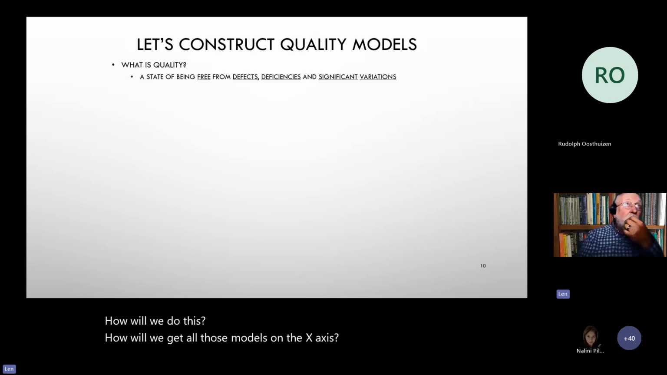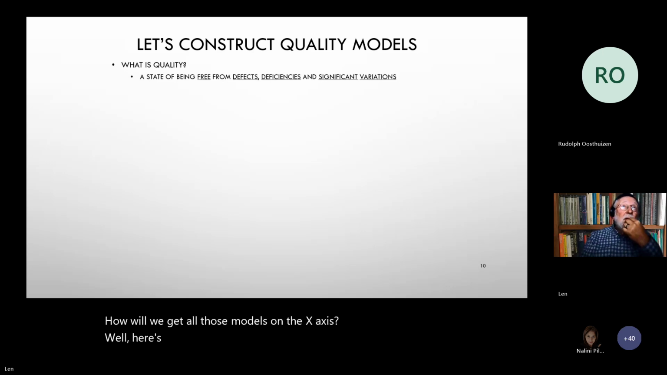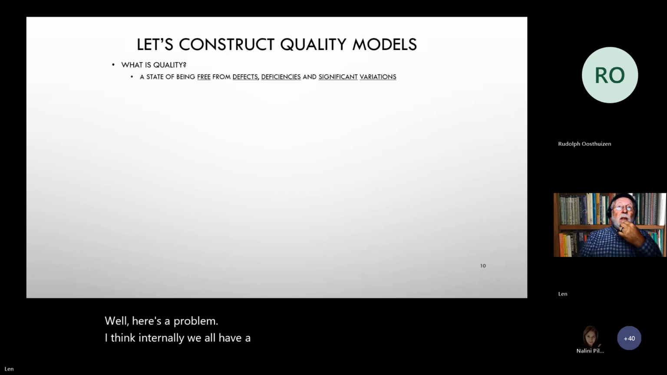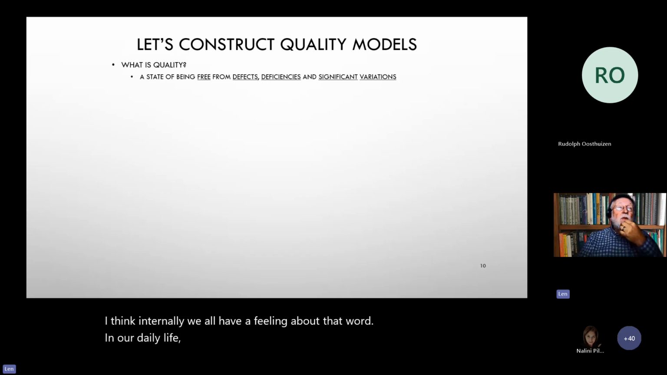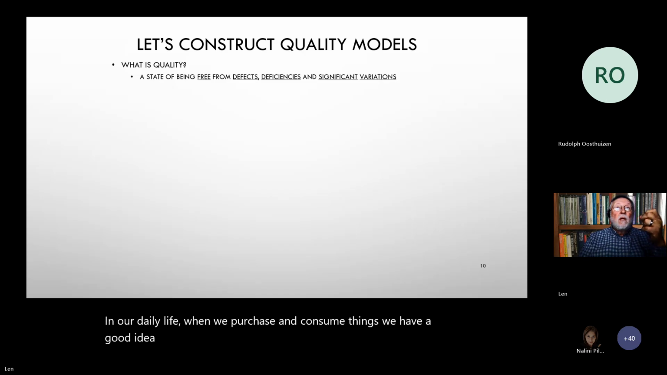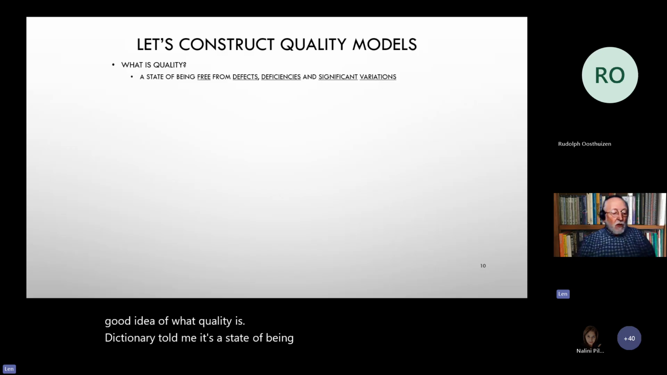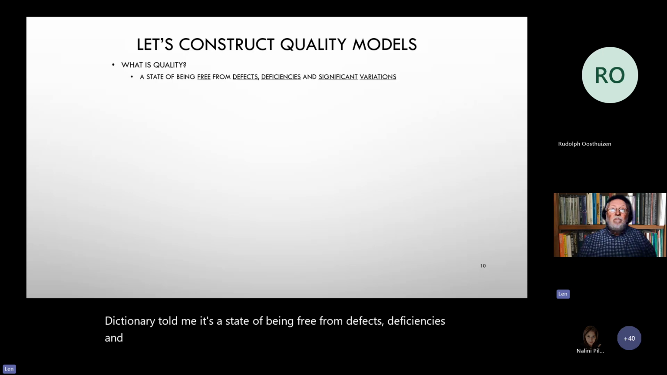Well, here's a problem. What's quality? I think internally we all have a feeling about that word. In our daily life, when we purchase and consume things, we have a good idea of what quality is. Dictionary told me it's a state of being free from defects, deficiencies, and significant variations. Not very helpful.